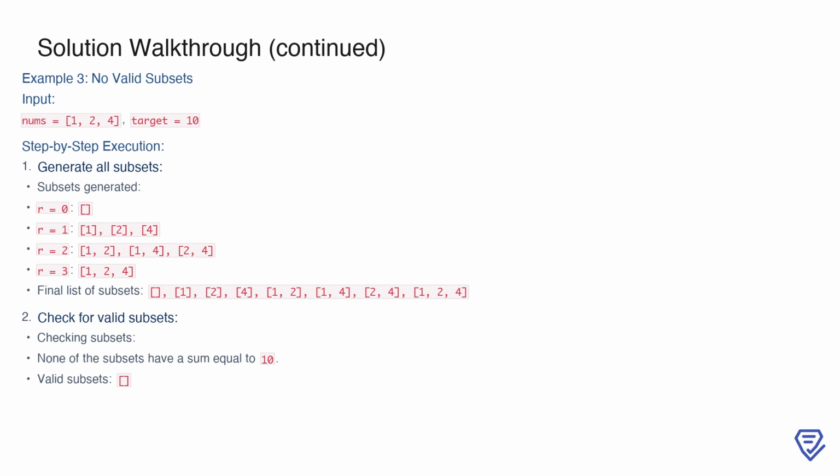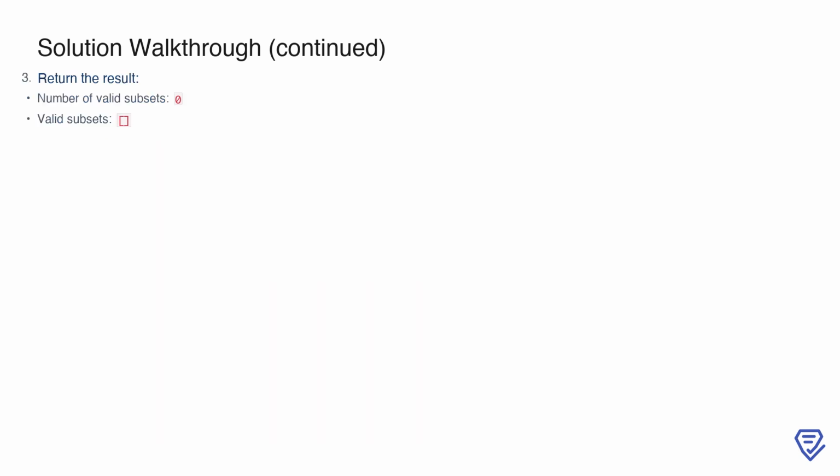Combining these results, the complete list of subsets is [1], [2], [4], [1, 2], [1, 4], [2, 4], [1, 2, 4]. This ensures that we have accounted for every possible combination of elements. After generating all subsets, we check their sums to identify valid subsets.